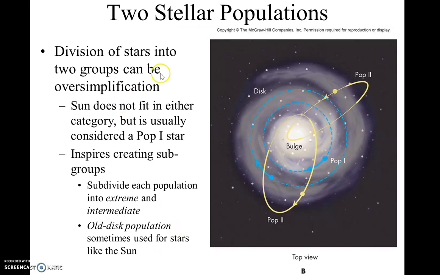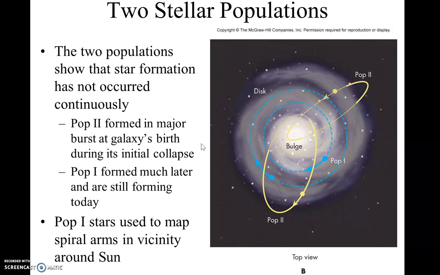1/100th to 1/1000th the metal content compared to that of the sun. All right, so this is an oversimplification, as it's saying here, that we do see some older population 1 stars in the bulge and so forth.